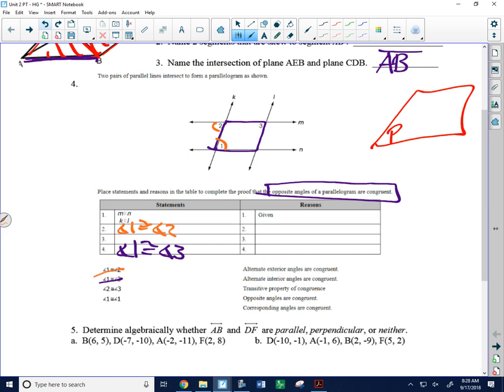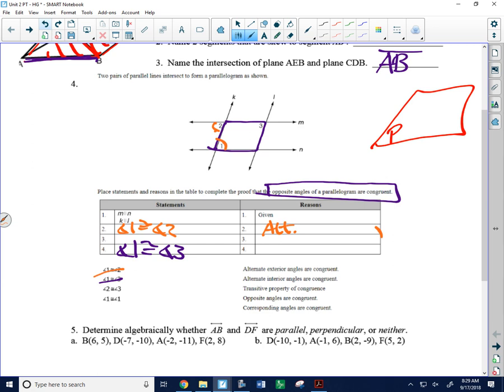1 and 2 are congruent. So both sets of lines are parallel, so M and N and K and L. Therefore, these are alternate interior, and so they're congruent. Now, it's the alternate interior angles theorem. They just said alternate interior angles are congruent.